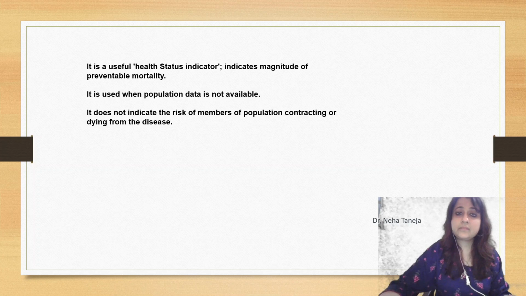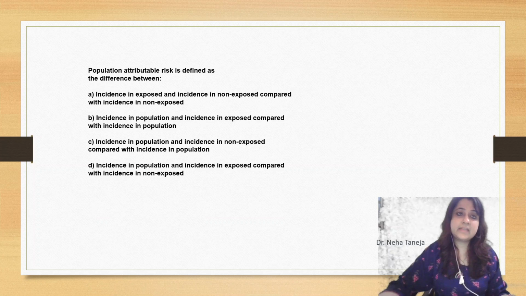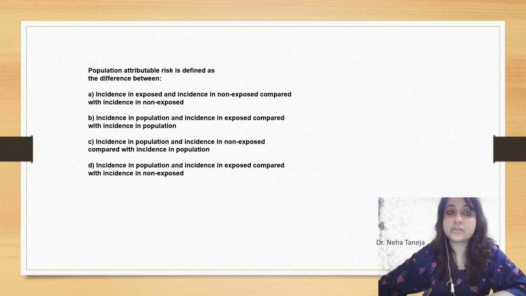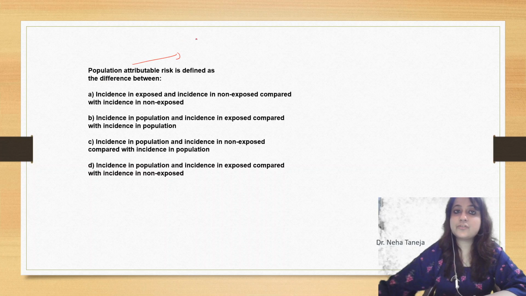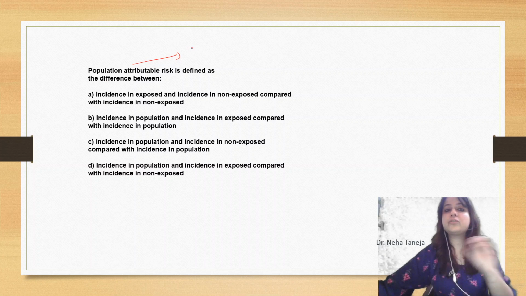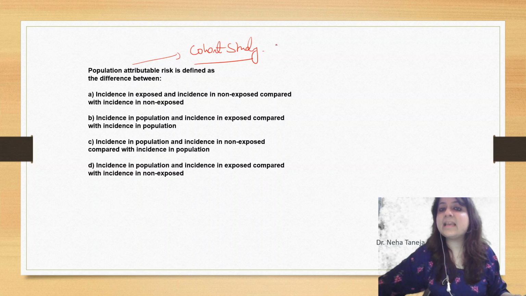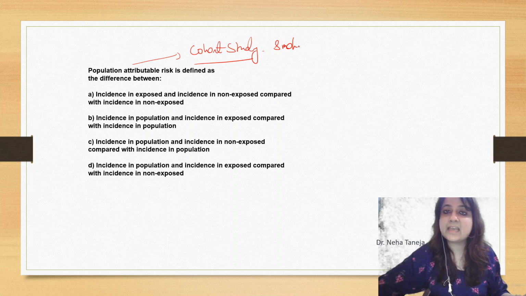Okay. All right. Now, next question. What is population attributable risk? One of the most important questions. So, population attributable risk is actually a measure of strength of association in a cohort study. All right. So, suppose we are trying to study the association between, let's say, smoking and lung cancer.